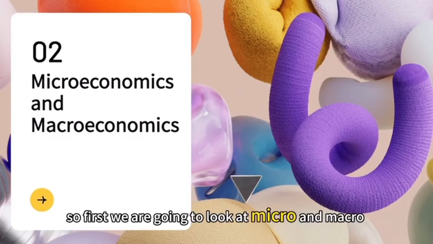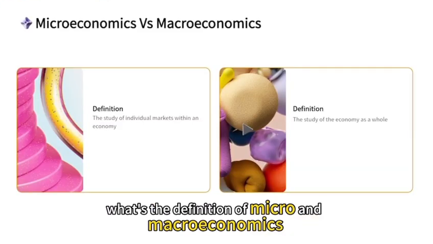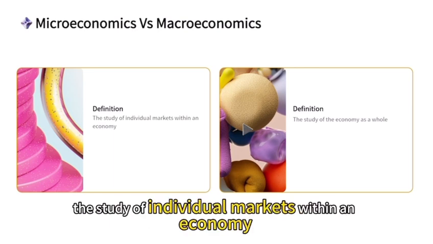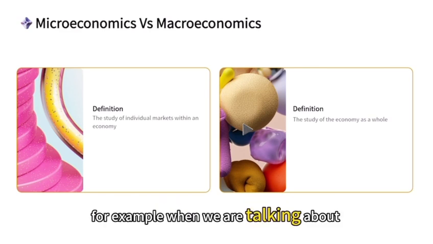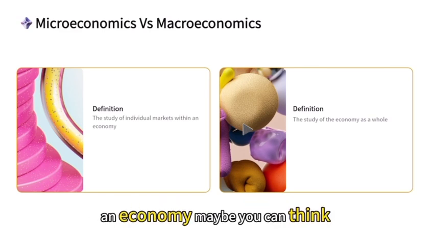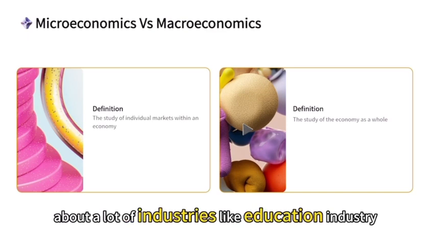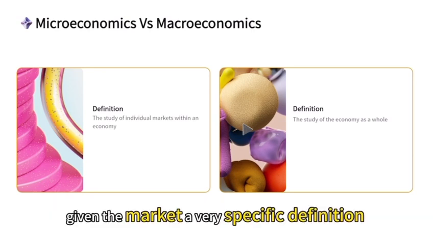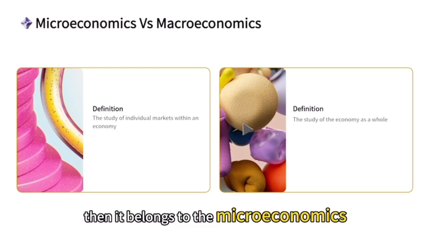So first, we are going to look at micro and macro. What's the definition of micro and macroeconomics? For micro, the definition is the study of individual markets within an economy. For example, when we're talking about an economy, maybe you can think about a lot of industries like the education industry, food industry, manufacturing industry, a lot of them. When the market is given a very specific definition, then it belongs to microeconomics.